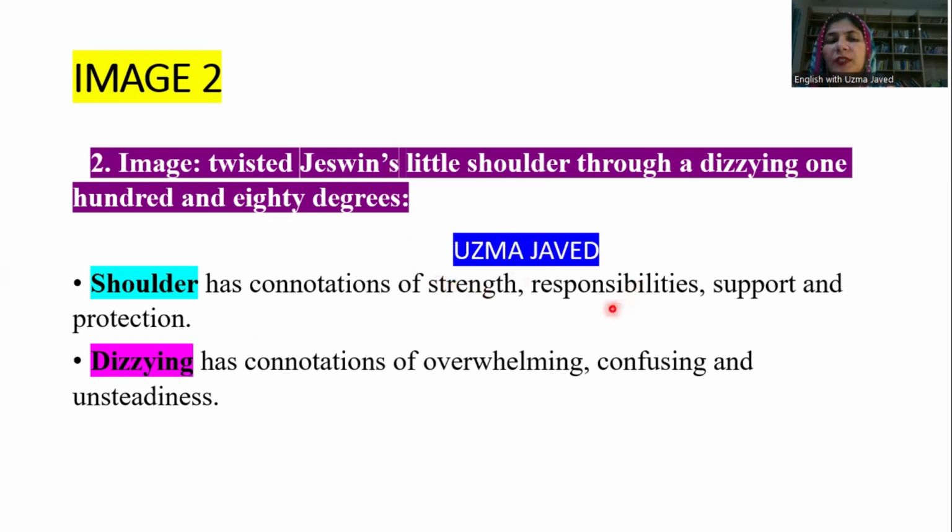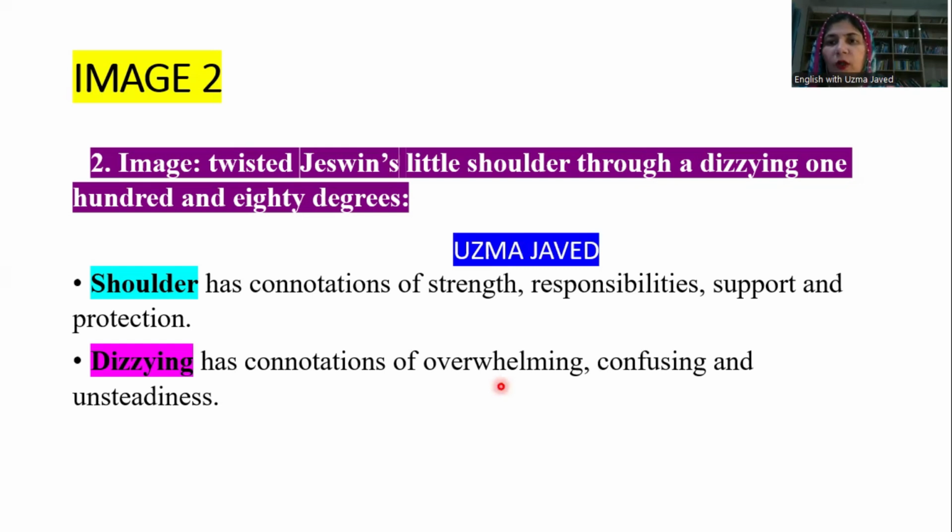In the same way, shoulder is considered to be an association of responsibilities. Just as when we say that too much burden has been placed on his shoulders. And similar to responsibility, we can say support and protection. So this is how you can work upon the connotations of the word shoulder. The second word is dizzying. Dizzying means something which is confusing, which is not steady, or you can say unsteady, or even overwhelming. When you are in a dizzying mood, you are unable to understand what's going on.